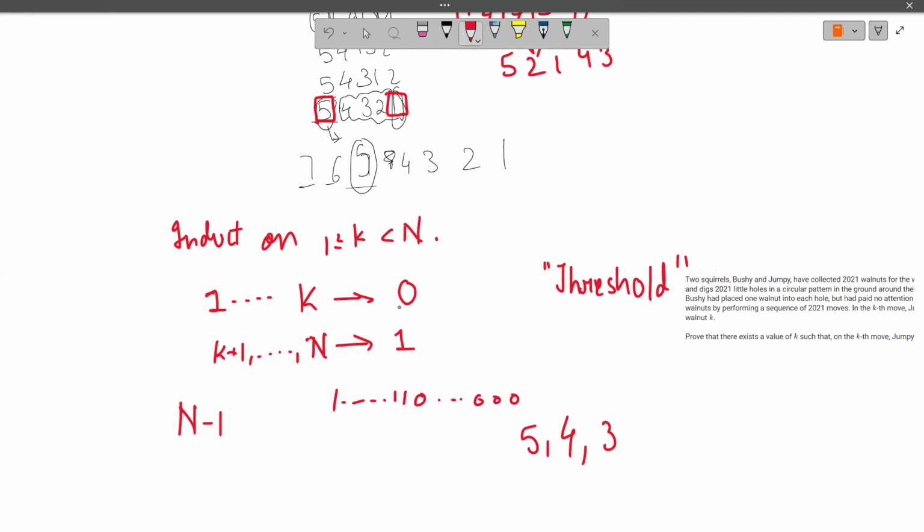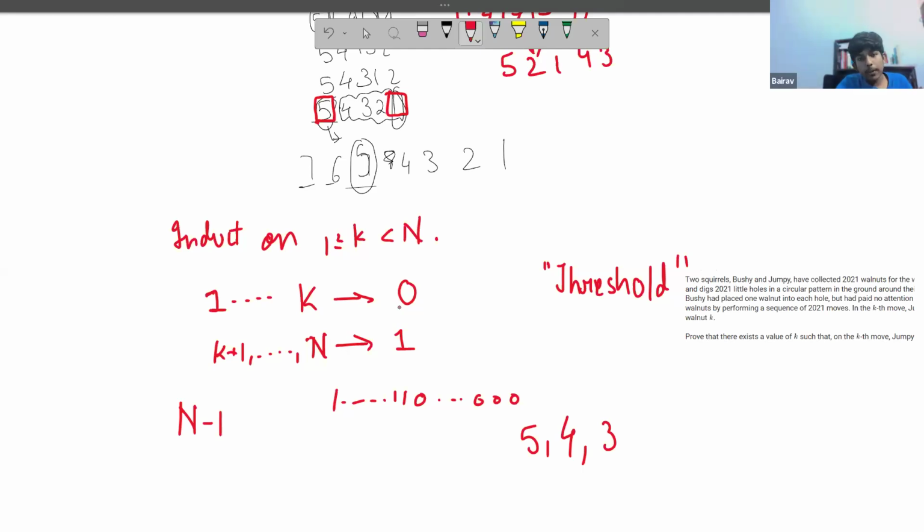You just swap a one and zero. Anytime you receive a one and zero in a group, you swap them. When you receive a one and one in a group, you just keep it as it is. Or if you have a consecutive block of zeros followed by a consecutive block of ones, you take that entire block and you flip it.